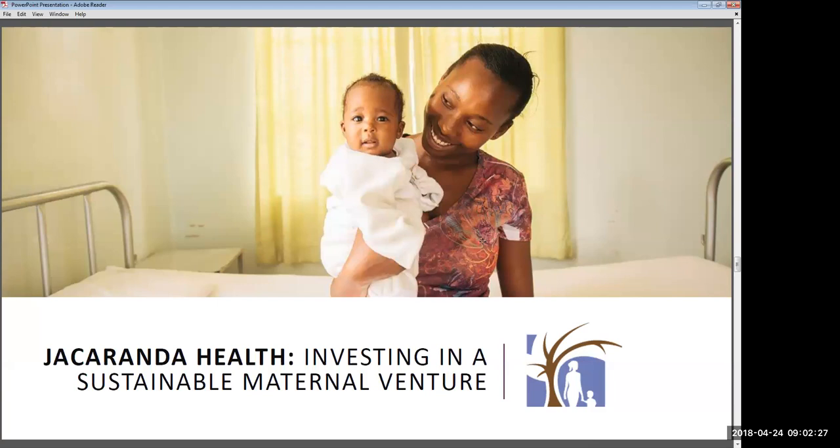In other words, we weren't sure that we could generate the kinds of margins that we would need to return capital to investment. So we thought it would be safer at the time. Back in those days, the impact investing landscape has evolved a lot since then.